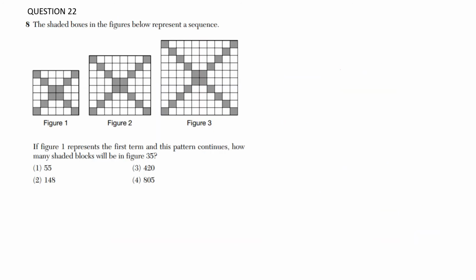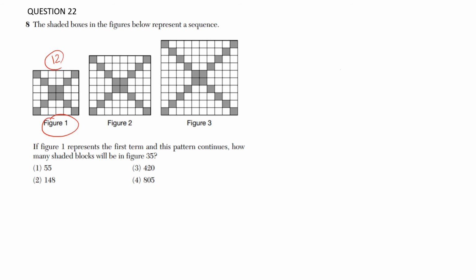Right, question 22. The shaded boxes in the figures below represent a sequence. If figure 1 represents the first term and this pattern continues, how many shaded blocks will be in figure 35? So we could draw all of them all the way to figure 35, but that would probably be unreasonable. So let's see if we could find a pattern. In figure 1, there's 12 shaded boxes just by counting them.